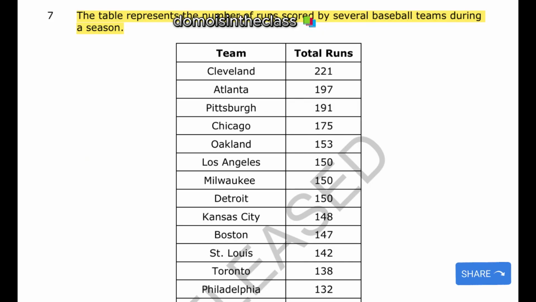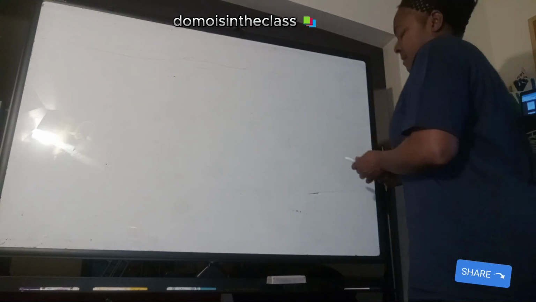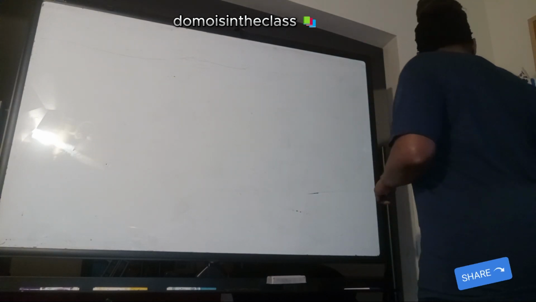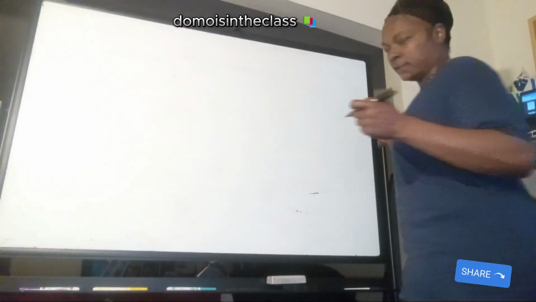The table represents the number of runs scored by several baseball teams during a season. All right, so for number 7 is the box plot. Okay, and so the first thing we need to do is a 5 summary of all the numbers. Jamia, please help me with the numbers.